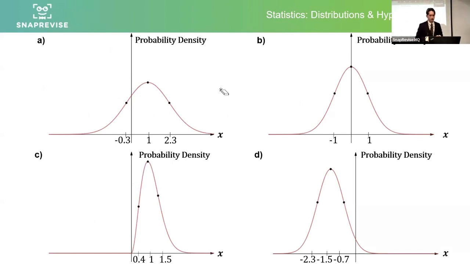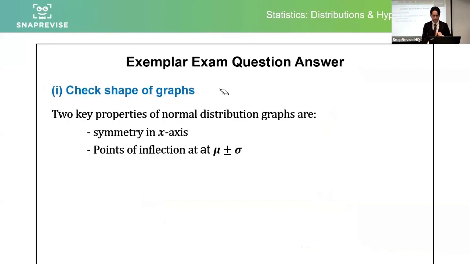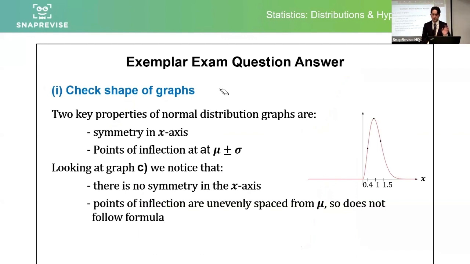So to start with, if we look at each of these, I'm hoping that one of them really stands out to everyone as clearly not perfectly symmetrical. So the one that's not a normal distribution, hopefully we're going to identify, is the one at C. Straight away, it's not symmetric. You can also see from the points of inflection, they're not equally far apart. So that one straight away is not a normal distribution.